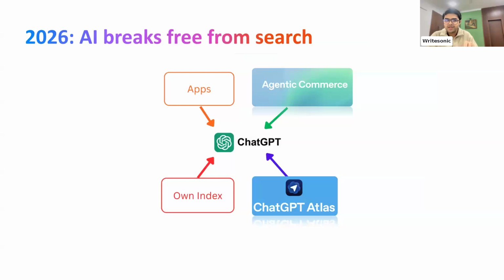But this is going to change very soon in 2026 due to all of this new stuff. There's this shopping research thing from ChatGPT. There's agentic commerce where you can purchase things right inside ChatGPT, and they're also integrating Shopify and Etsy. Apps are also coming. They are building their own index, and then you've probably heard of ChatGPT Atlas or Perplexity Comet, which are those agentic browsers.